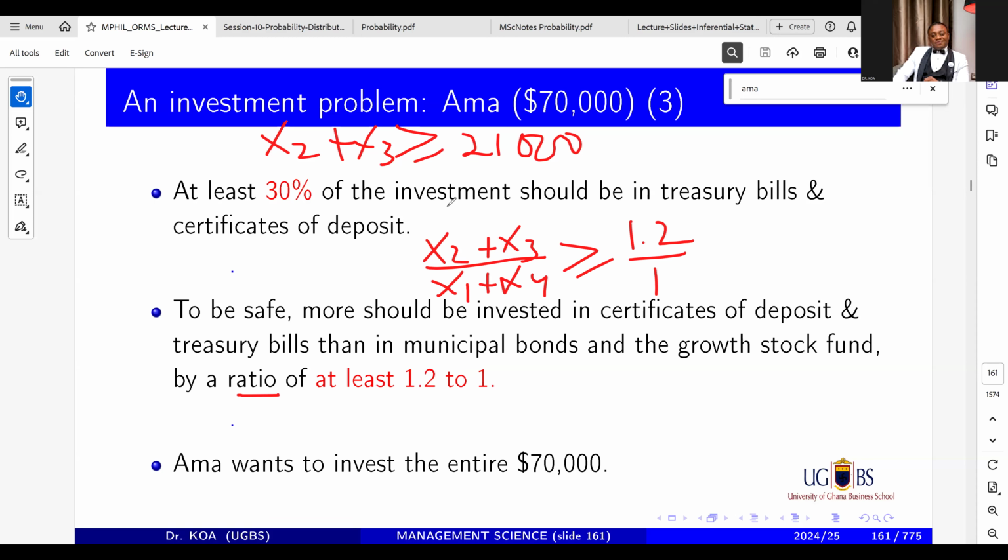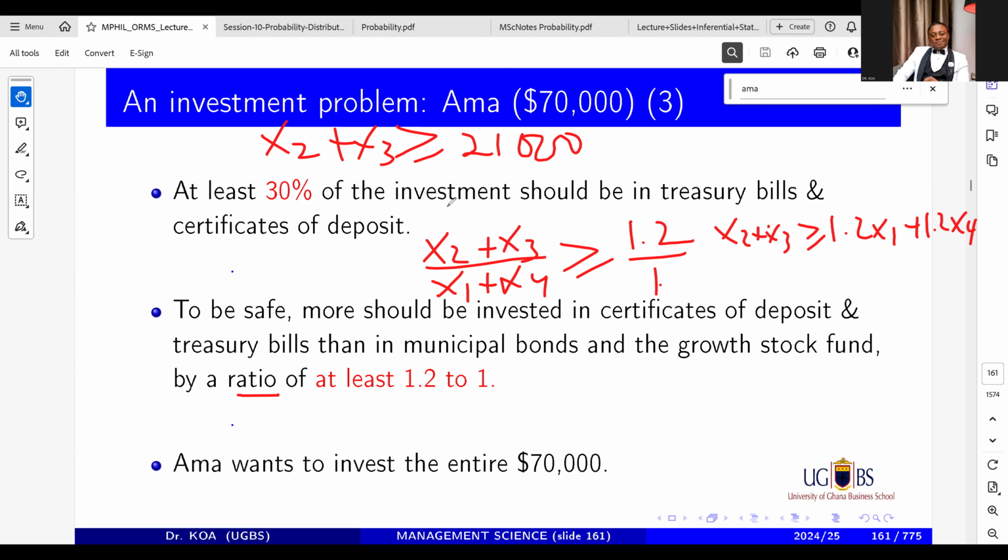And now at this stage, you can cross multiply and move the items all to the left-hand side. When you cross multiply, you're going to have the 1 multiplying the X2 and X3. So you're going to have X2 plus X3, then greater than or equal to 1.2 times X1, which is 1.2 X1, then plus 1.2 X4.